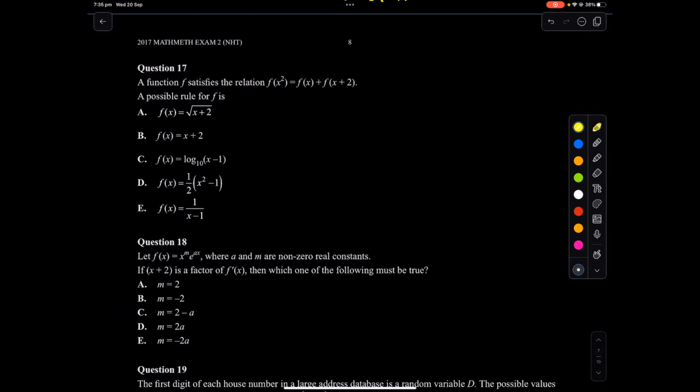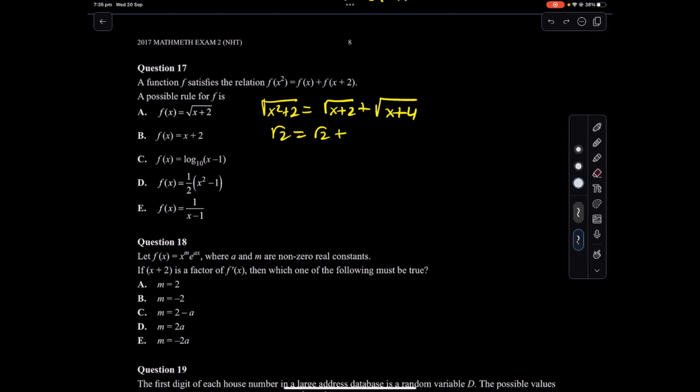Question 17. A function f satisfies this equation. A possible rule is, I'm just going to do it by hand, just quick, and say, let's try f of x as this. So we're saying x squared plus 2 is equal to x plus 2 plus x plus 4. Let's just sub in x equals 1. This will be root 2 plus, no, it'll be bigger. So no, these are not equal. So we can take that out. Let's choose the other one.